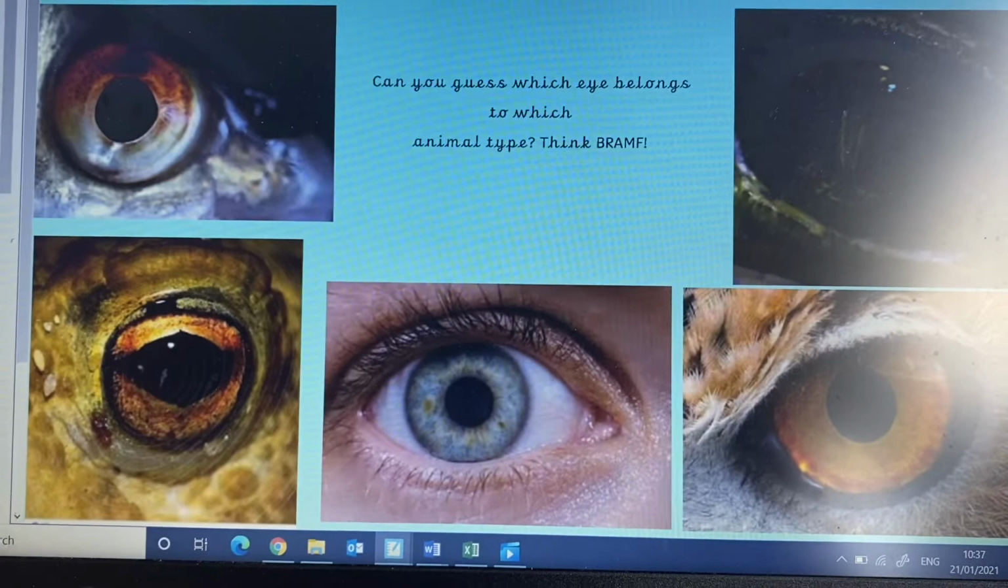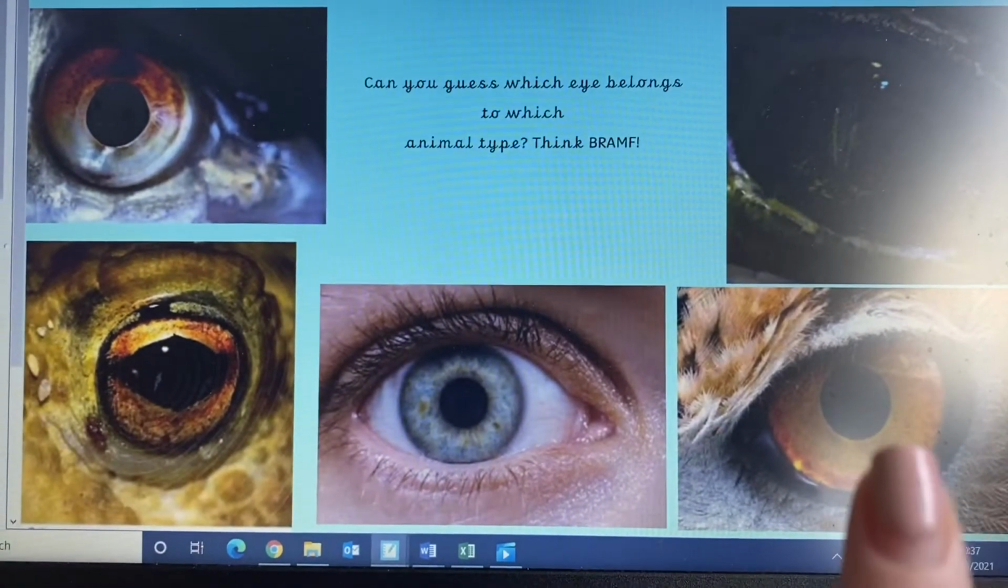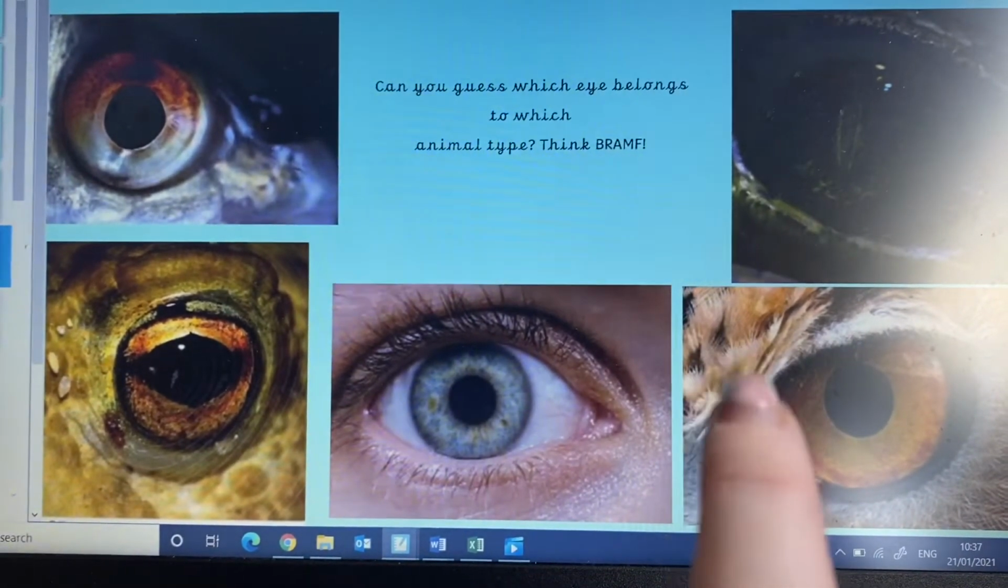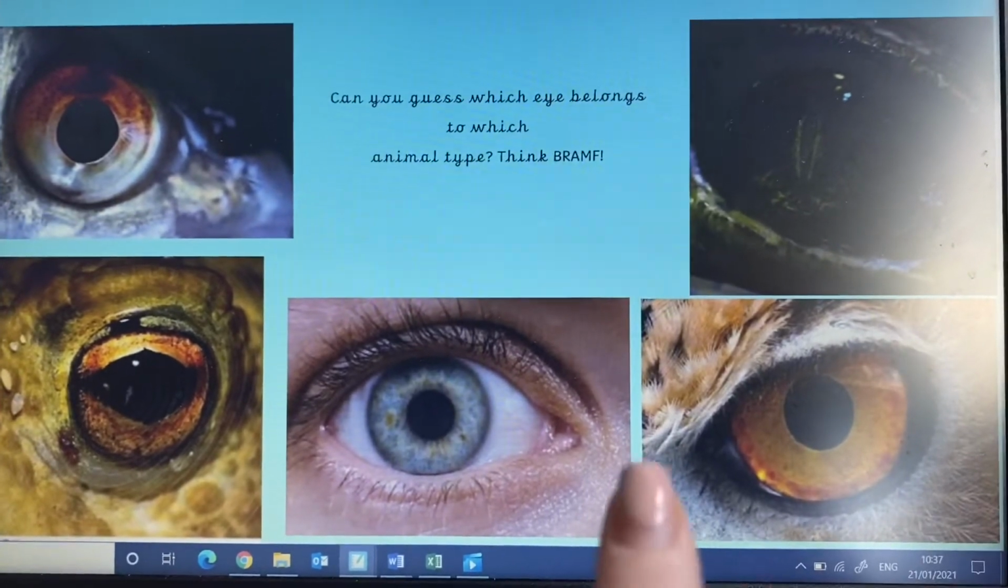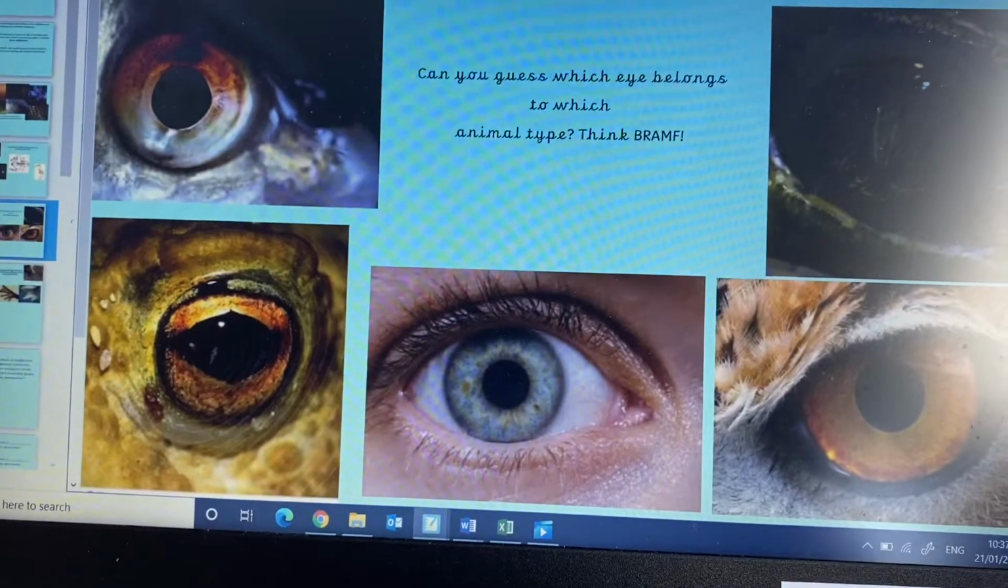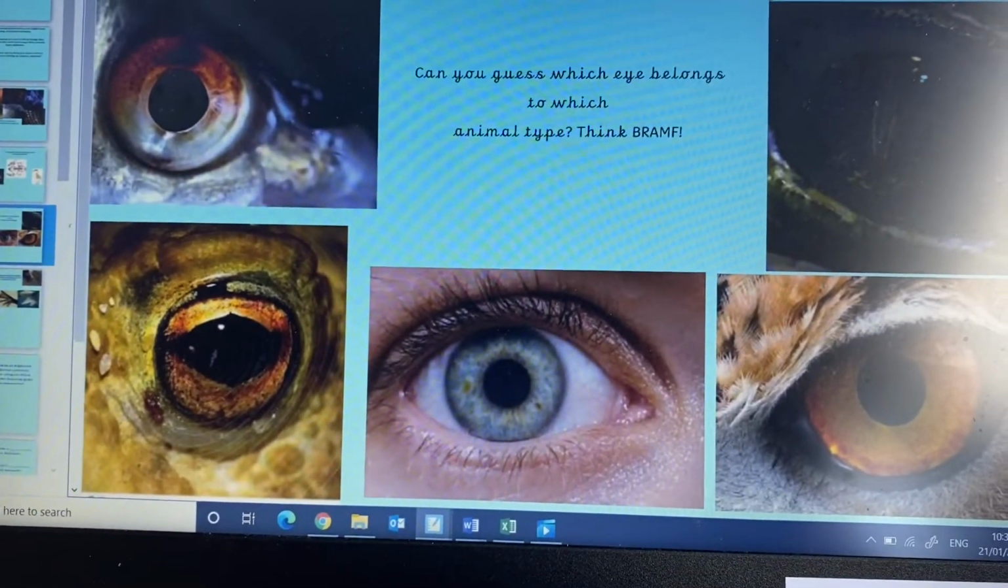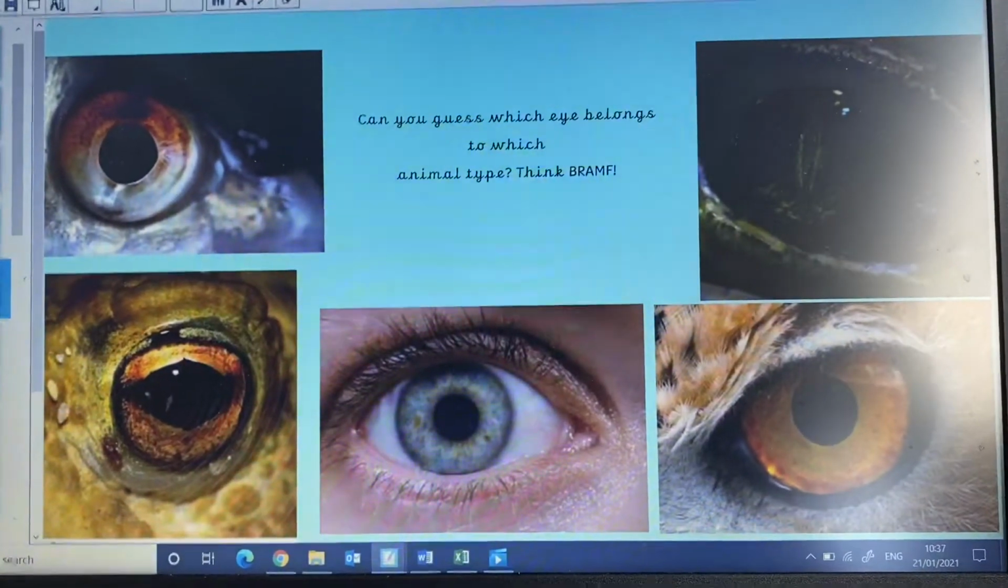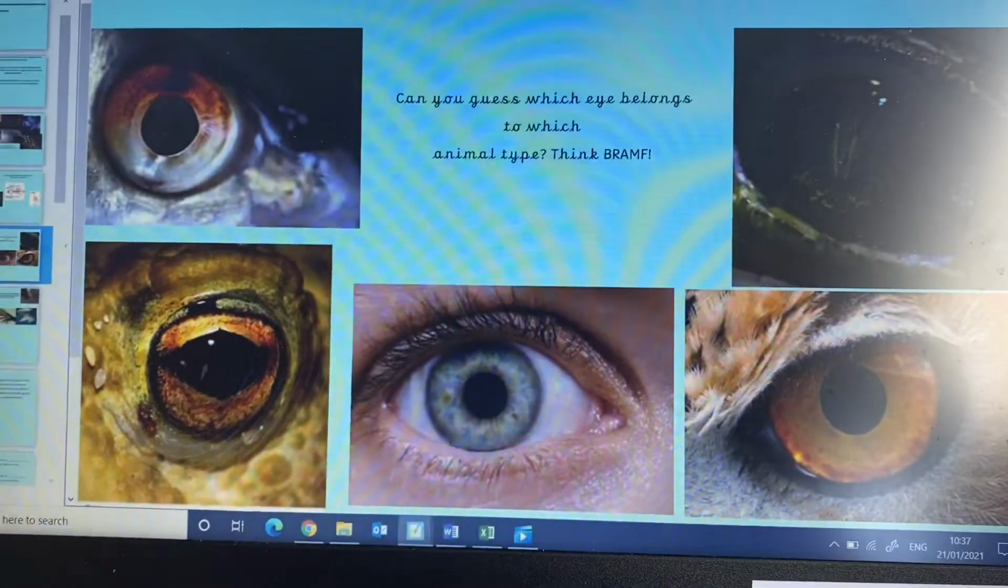So I've got, where's my finger, this one and this one. Now this one looks like it's got feathers here, doesn't it? Around the eye. So I think this one must be a bird and I reckon this one must be an amphibian. Did you get the same? You'll have to let me know if you didn't. You'll have to tell me if I'm wrong.